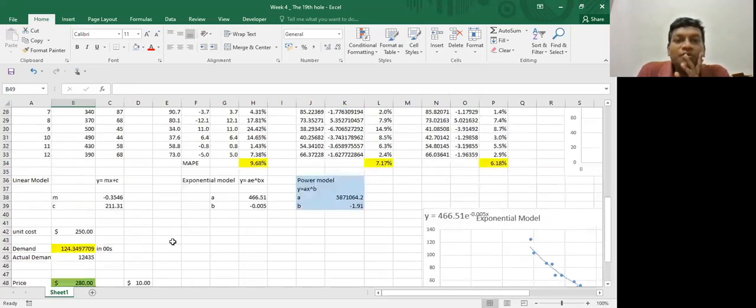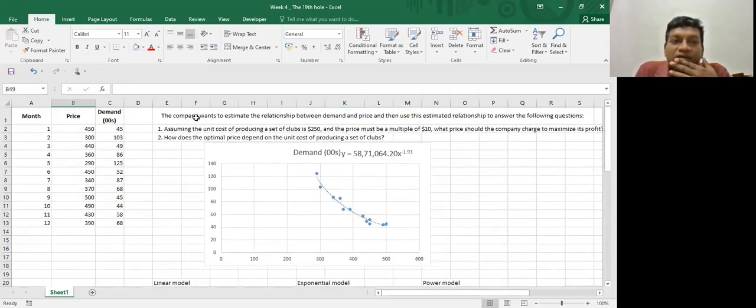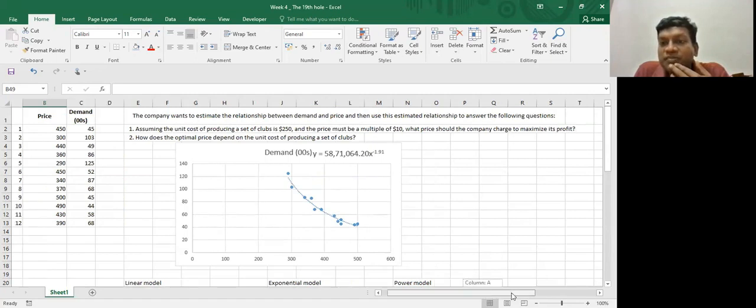So now the question is, assuming the unit cost of producing a set of clubs is $250 and the price must be a multiple of $10, what price should the company charge to maximize its profit?